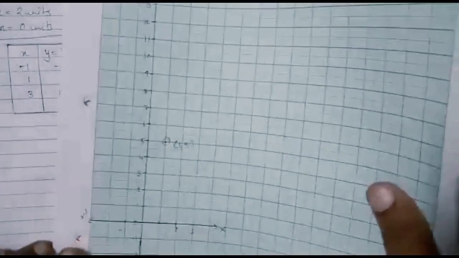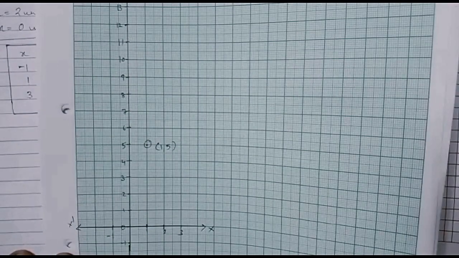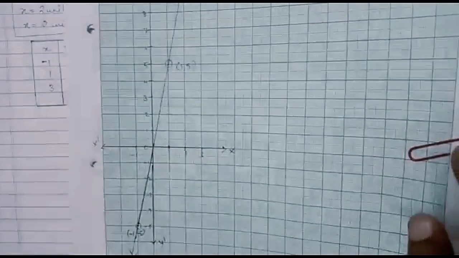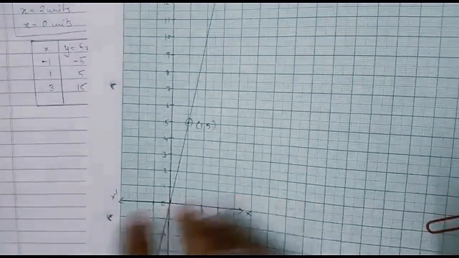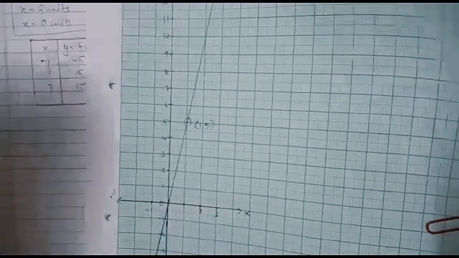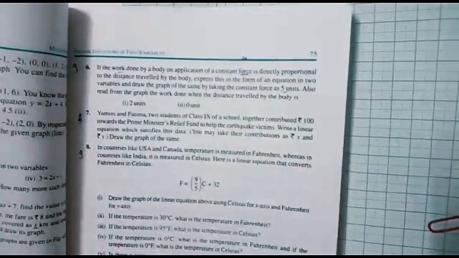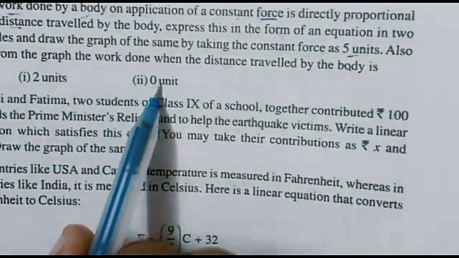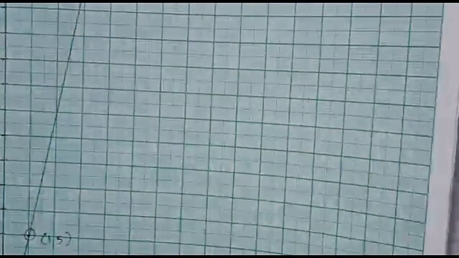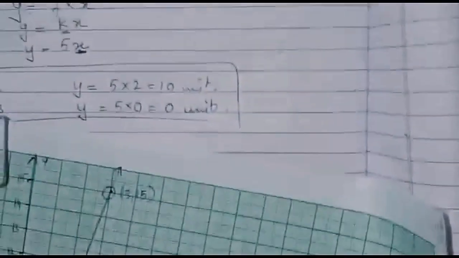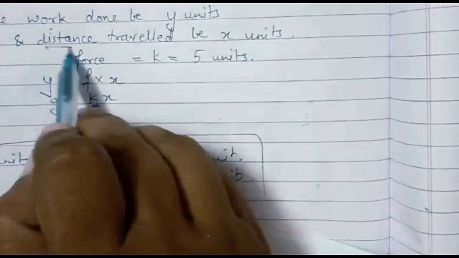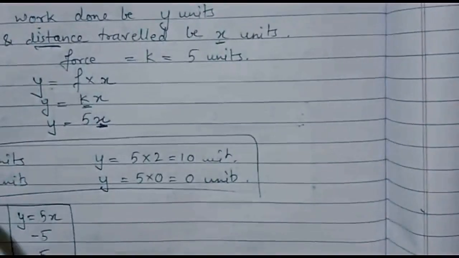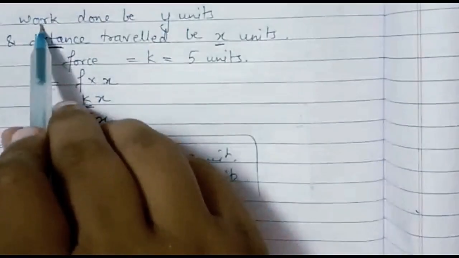Now let us first draw a line passing through all these 3 points and then find out the last question. You can see I have drawn a straight line passing through these points. Now our question in our textbook was to find out the work done. I'll show you the textbook again. It was clearly mentioned to find out the work done when the distance is 2 units and distance is 0 units, right? So we have already considered the distance on the x-axis. We have already said that the distance traveled is x. That means our x coordinate is on the x-axis and work done is y.